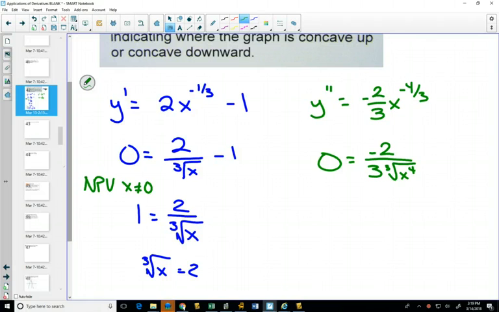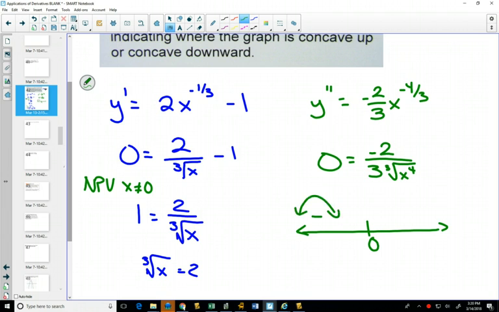Is this ever equal to 0? No. The only time a fraction is equal to 0 is if the numerator is equal to 0. But we still have a non-permissible value at 0. Yeah, the dividing by 0 pictures. Love that picture. But in this case, when you have that x to the 4 inside the cube root, that's always going to be positive.